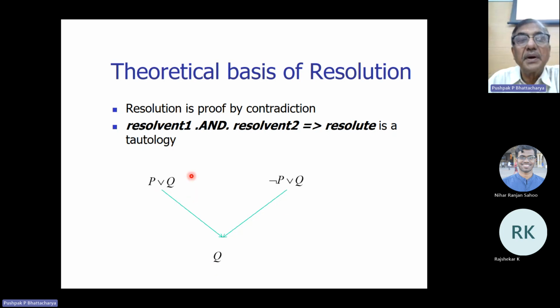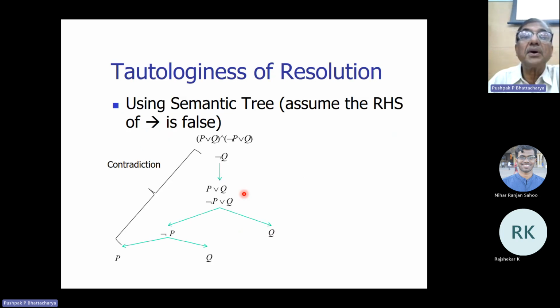Okay, so this you can do by predicate calculus algebra or by drawing a truth table. And there is a third method for doing this. The third method is called semantic tree, which is a very interesting algorithm. Okay, it goes as follows.